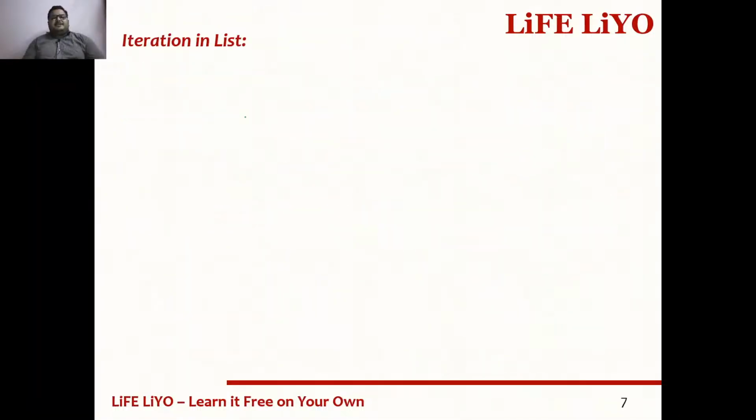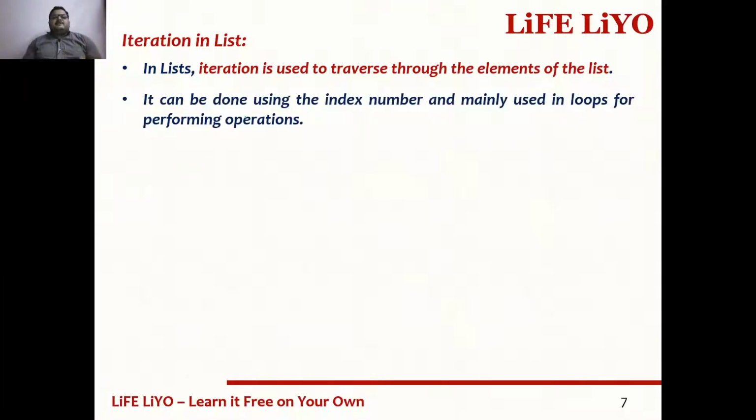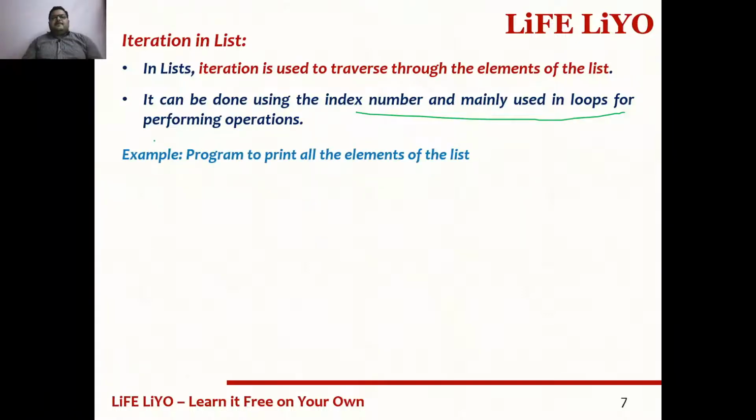Next, iteration. In a list, iteration is used to traverse through the elements of the list. That is, if you want to traverse the entire list, then we can use iteration. Iterations are nothing but loops. It can be done using the index number and is mainly used in loops. So, program to print all the elements of the list.